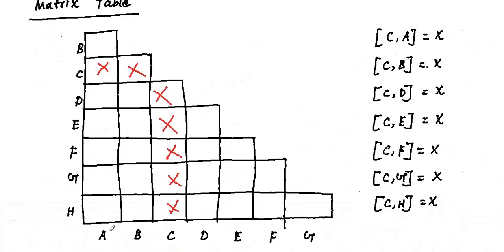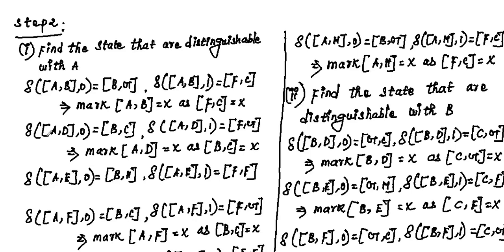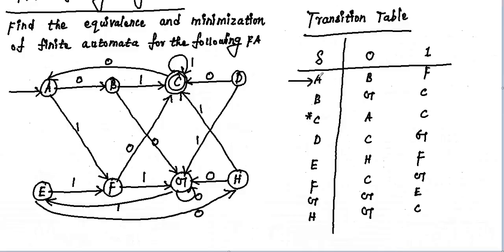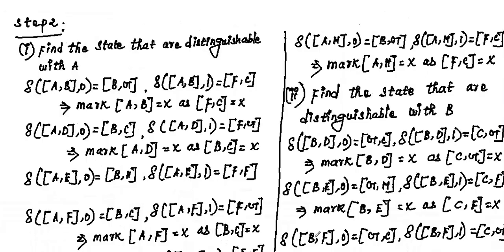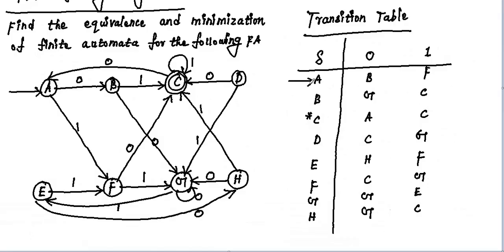Here you put AB cross mark. Then next pair, AD: apply input 0 and another input 1. Del of AD 0, see the transition table, AD 0 is BC. Next del of AD 1, AD 1 is FG.